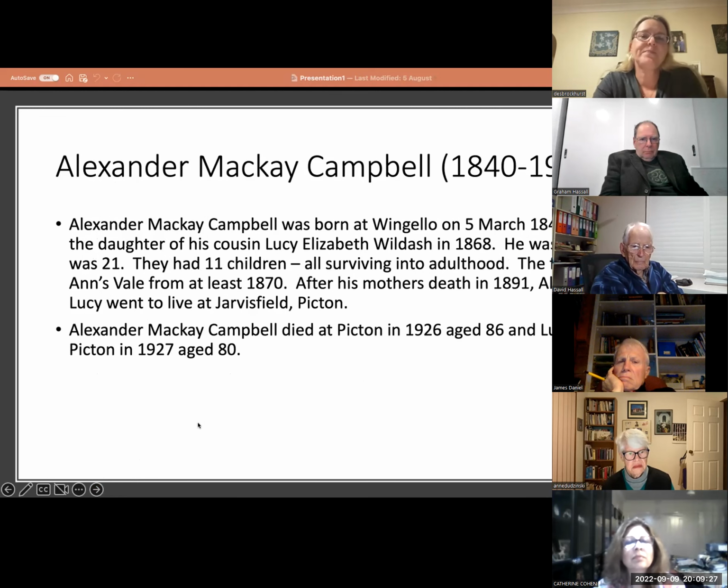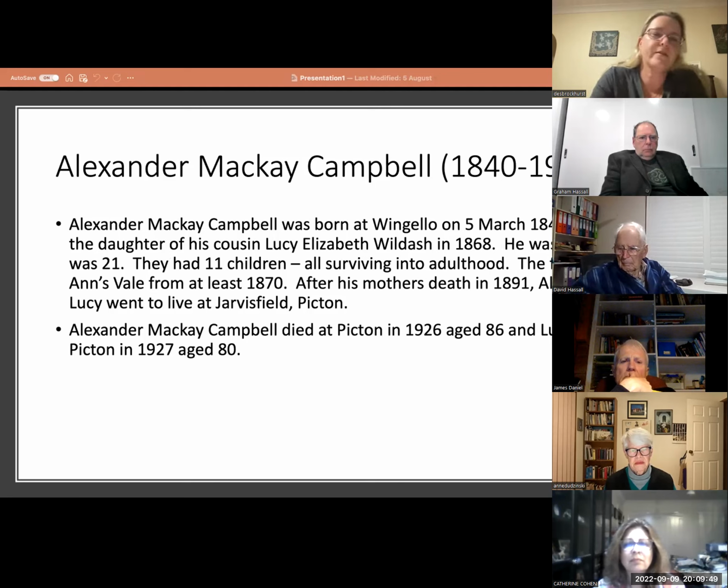Alexander McKay Campbell, also born at Winchelow in 1840, married the daughter of his cousin, Lucy Elizabeth Wildash. They had 11 children. So those that didn't have too much tragedy, they had big families. All 11 children surviving into adulthood. This family lived at Annsvale with Anne Hassall till at least 1870. After his mother's death in 1891, Alexander and Lucy went to live at Jarvisfield as well with his older sister. Alexander McKay Campbell died at Picton in 1926.